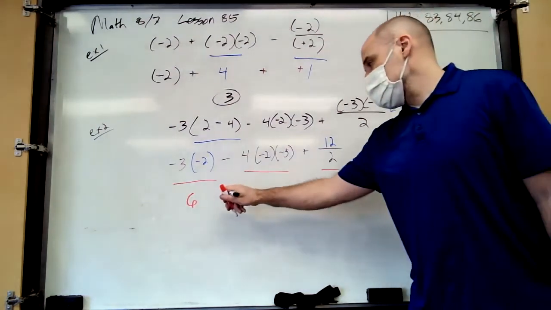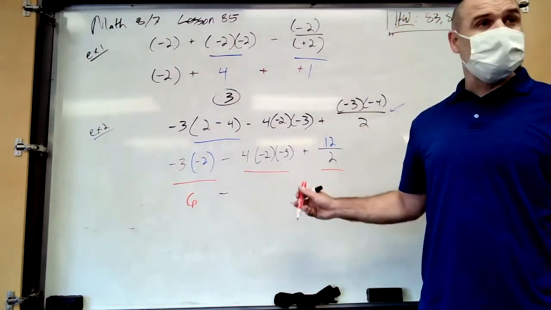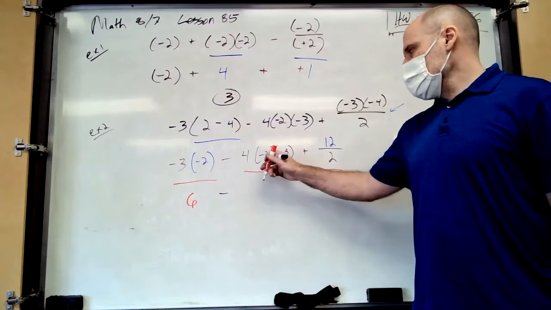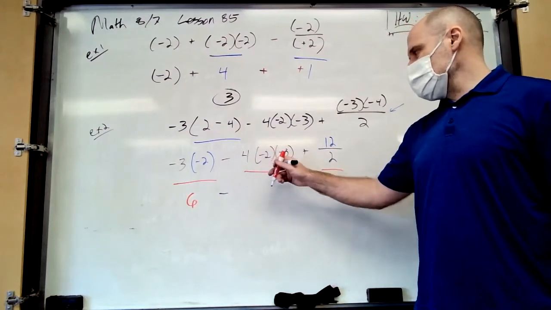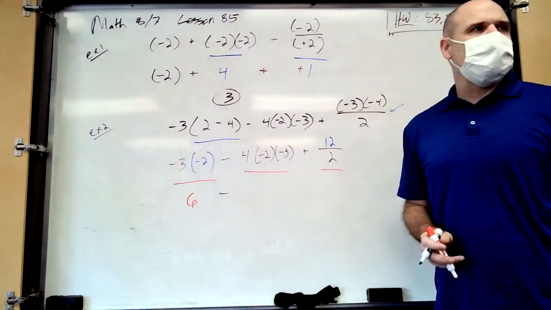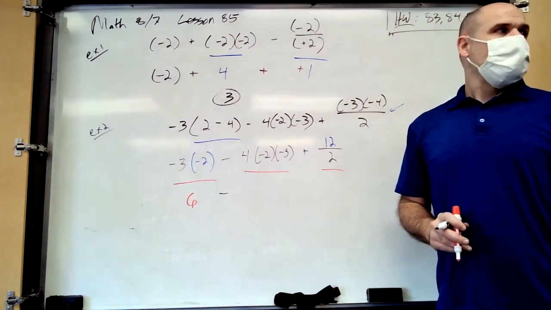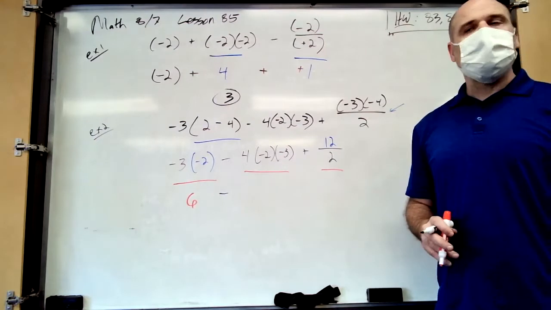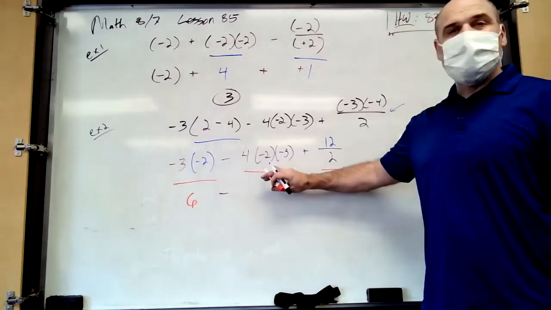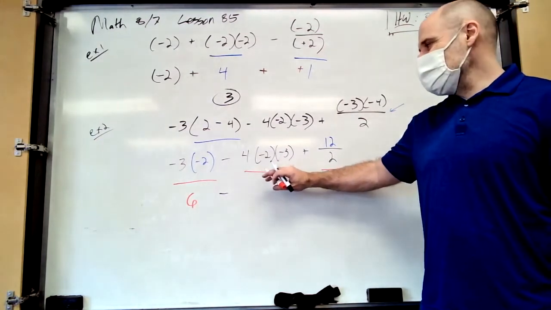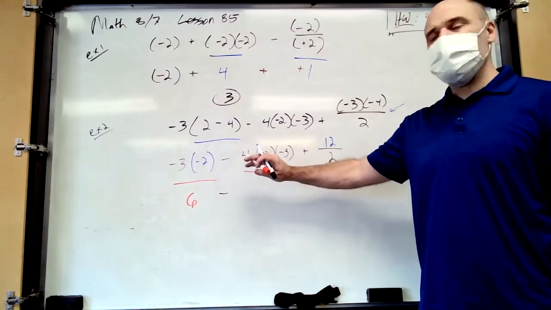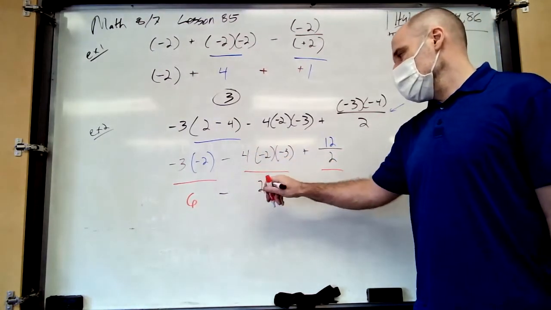And what about, let's see here, we're multiplying 3 things together. What's 4 times -2 times -3? Positive 24. Remember that a negative times a negative becomes a positive. 6 times a positive 4 is 24, okay?